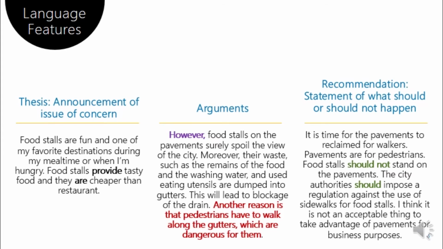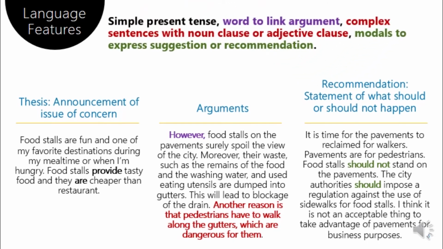What are they actually? "Provide", "are". However, another reason is that pedestrians have to walk along the gutters which are dangerous for them. "Should not" and "should". What are they actually? In here, let's see, simple present tense. The use of "provide" and "are" in here shows that it uses the simple present tense. While "however" is a word to link an argument, or we commonly say it is a conjunction.